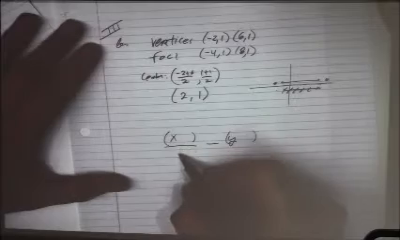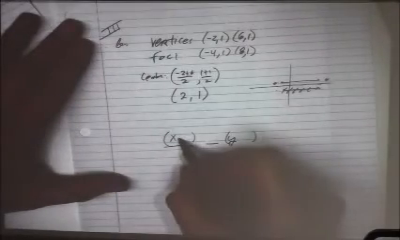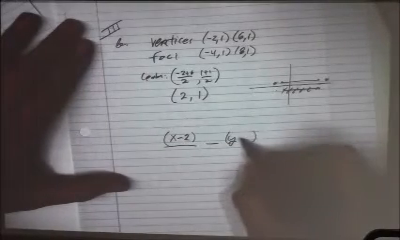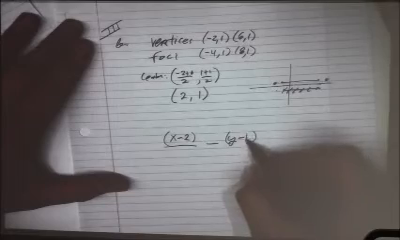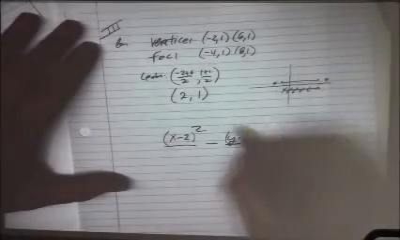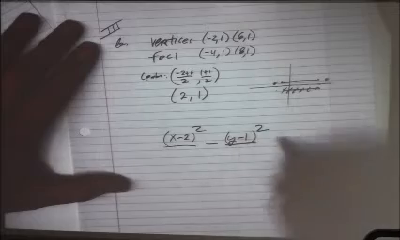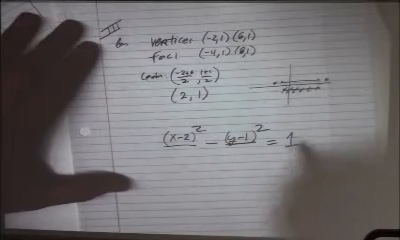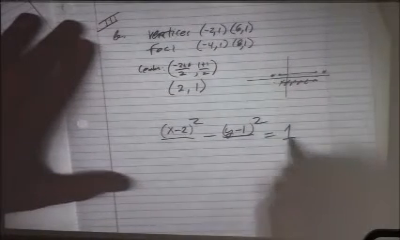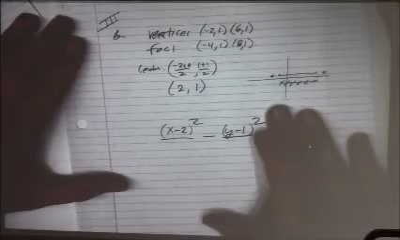So I need the A here, I need the B here. Let's first put x minus 2 and y minus 1 for the H and the K. Equals 1. Don't forget to put equals 1 when you do these equations. Sometimes people forget that and then it's not an equation.